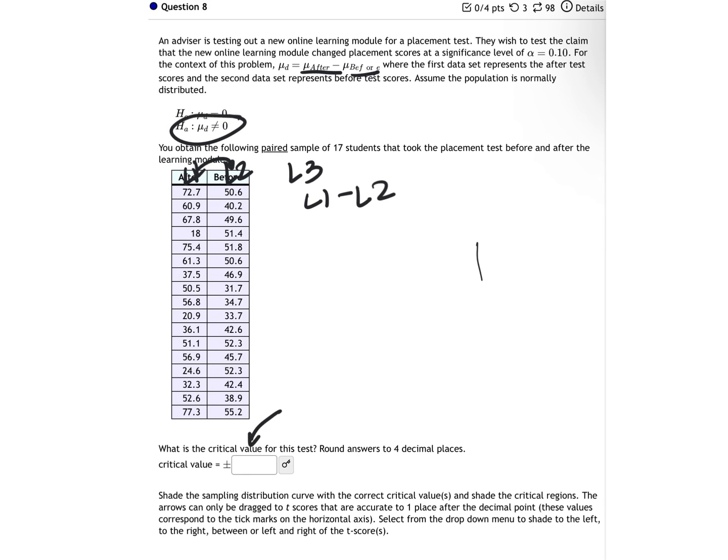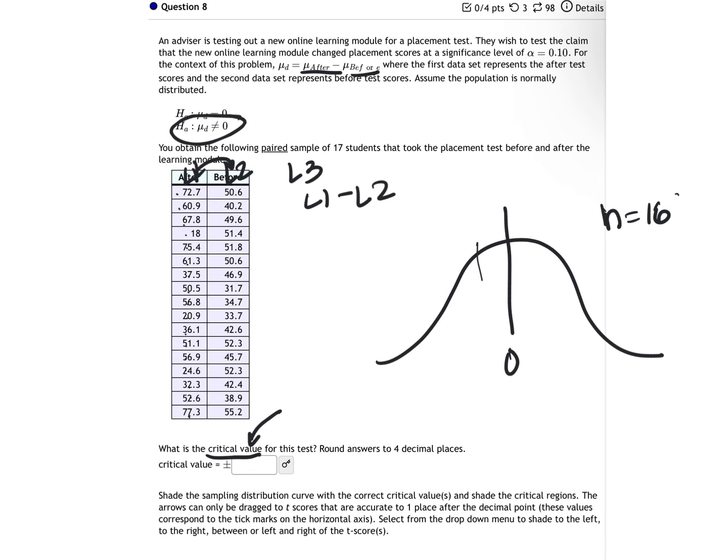So the first thing they ask for is a critical value, not a test statistic, a critical value. Think about what's going on here. This is 0, this is a t-test. Okay. So we're going to go from there. We have degrees of freedom, 1, 2, 3, up through 17 subjects. N minus 1, so 16. Our degrees of freedom is 16.